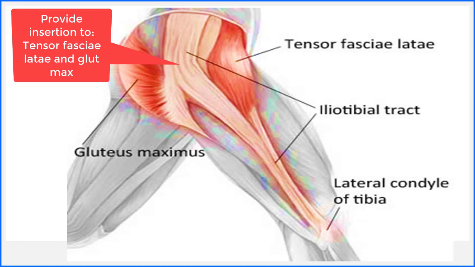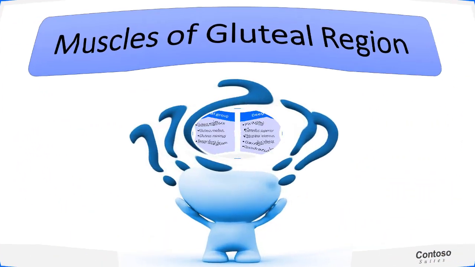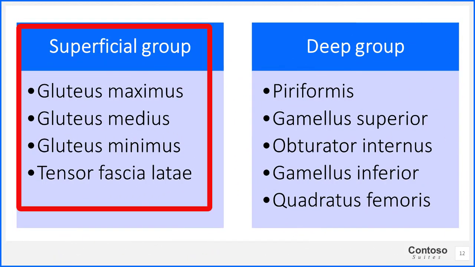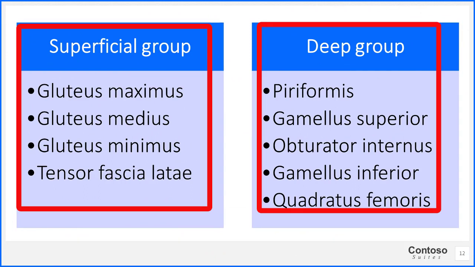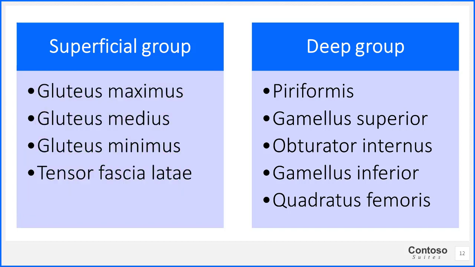So if I summarize the muscles of the gluteal region, these muscles are divided into two groups, a superficial group and a deep group. The superficial group includes gluteus maximus, medius, minimus, and the tensor fasciae latae, while the deep group includes all the smaller muscles that I will cover later on.